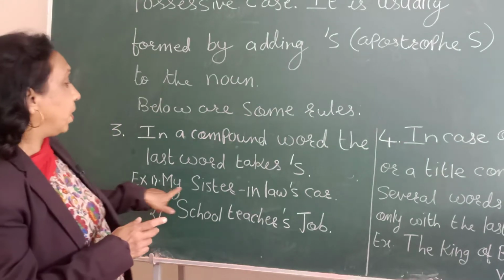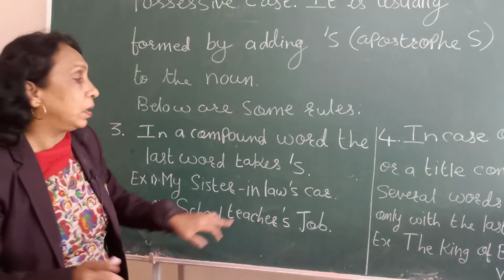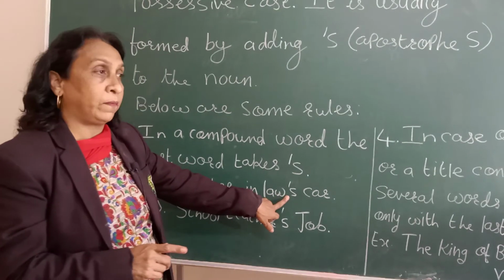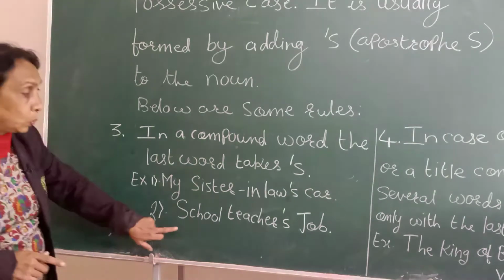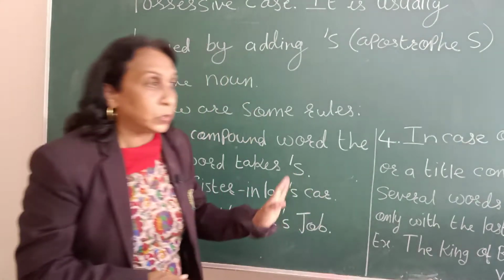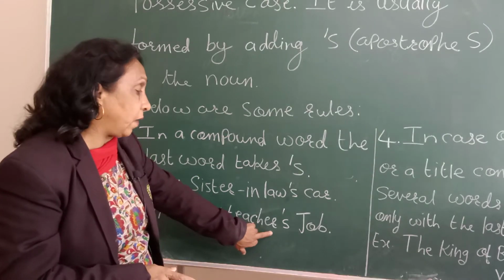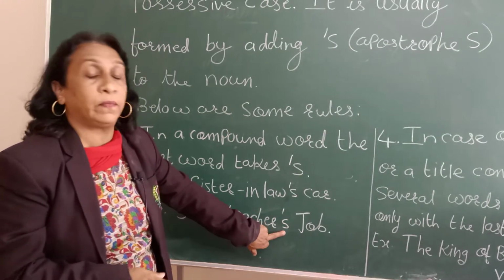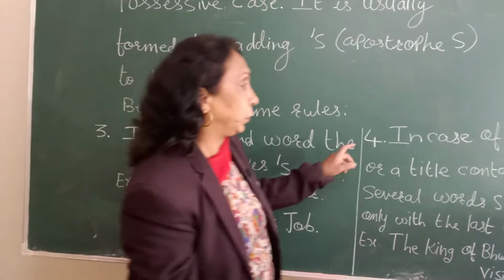Now look here. My sister-in-law's car. My sister plus in-law is sister-in-law. Sister-in-law's car. So we have written the apostrophe after w. Look at the second example. School teacher's job. School plus teacher is school teacher. This is a compound word. So after the r in teacher we have put the apostrophe and written s over here. Understood, children?